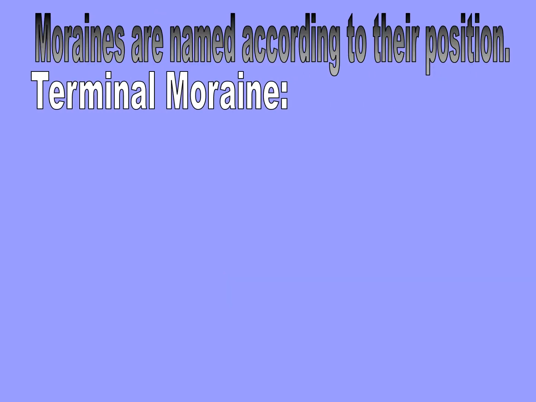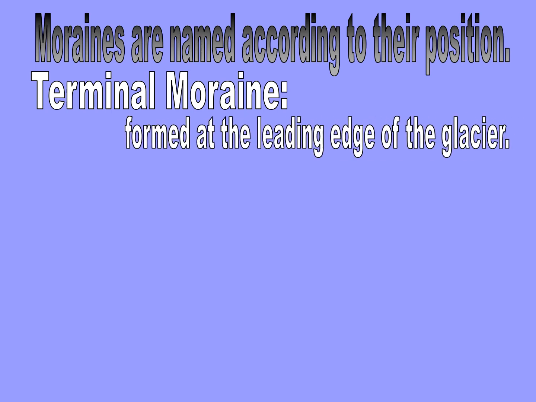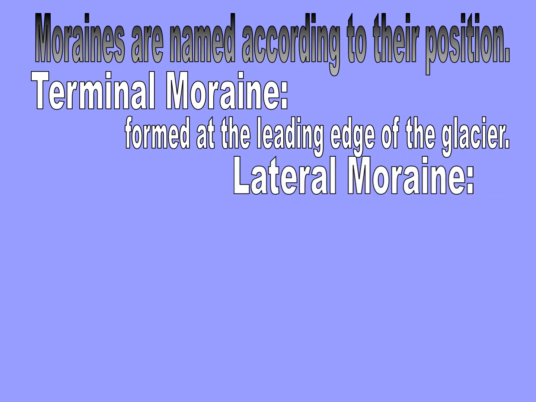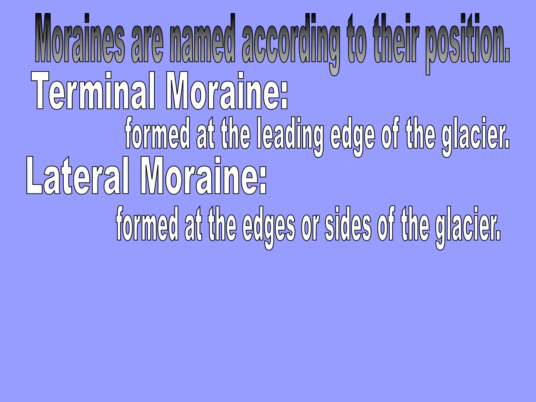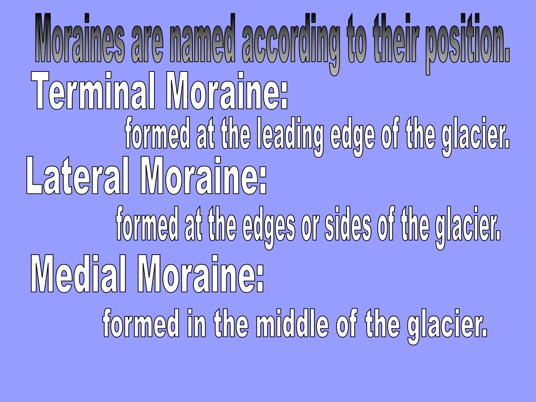So we name the moraines according to their position. Terminal moraine is formed at the leading edge of a glacier. It's the edge of the glacier. Terminal, it's as far as the glacier went. A lateral moraine is formed at the edges or sides of a glacier. The medial moraine is formed in the middle of a glacier. Now, how would you form a moraine in the middle of a glacier?